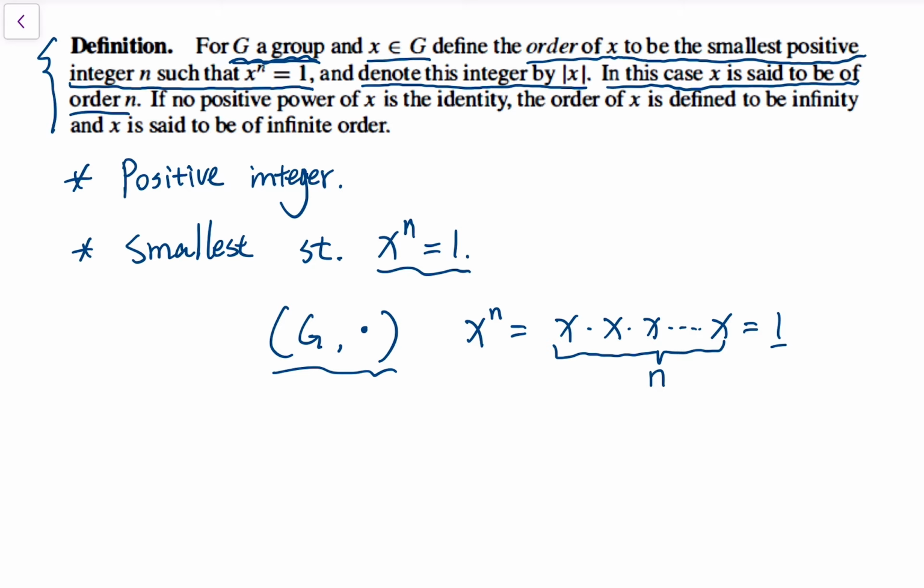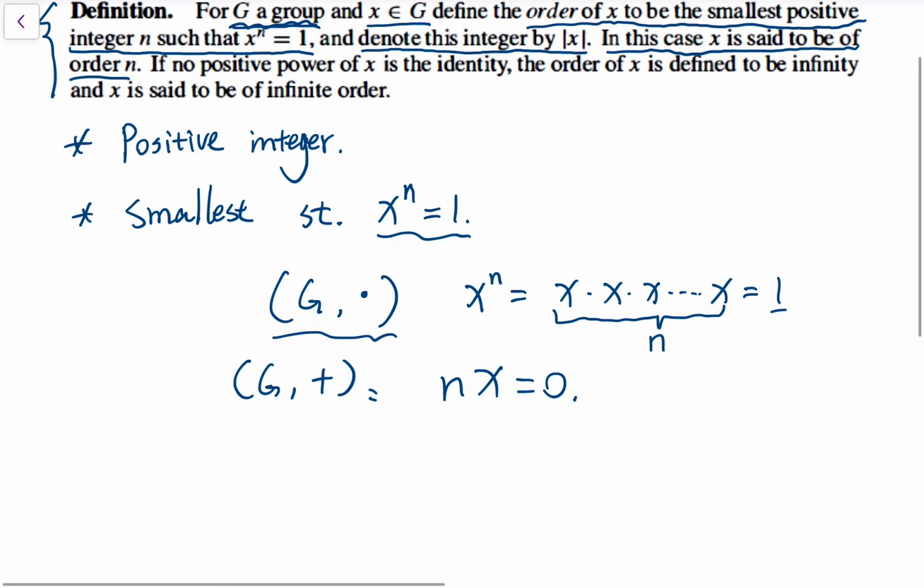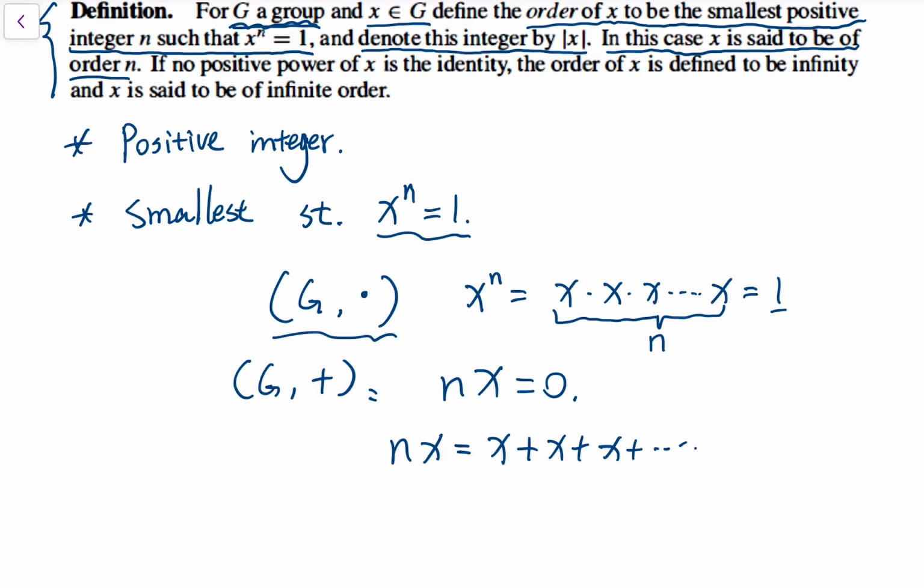But if we consider the group under the addition operation, then the property will have a different form. It should look like this: n times x equals 0. And this means nx just equals x plus x plus x plus x, and there are n x's in these additions, and the result is 0, and 0 is the identity element in a group under addition.